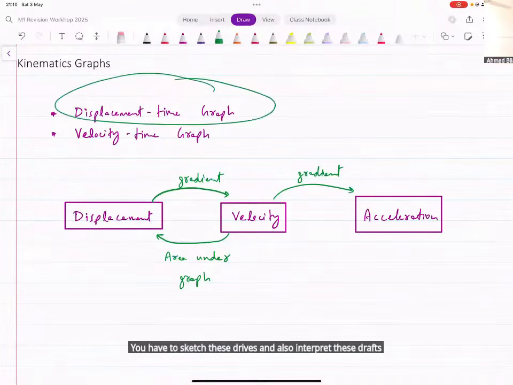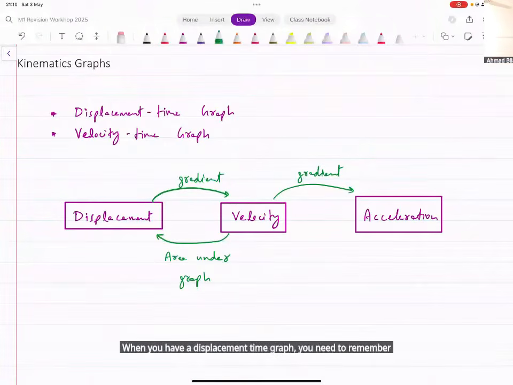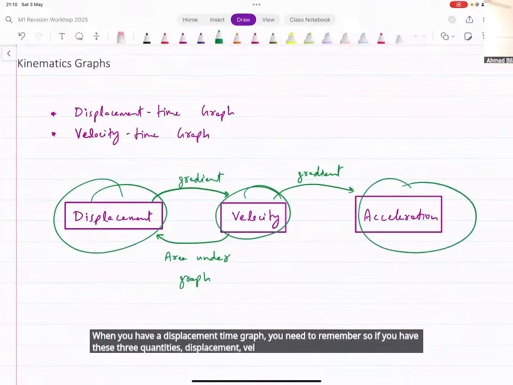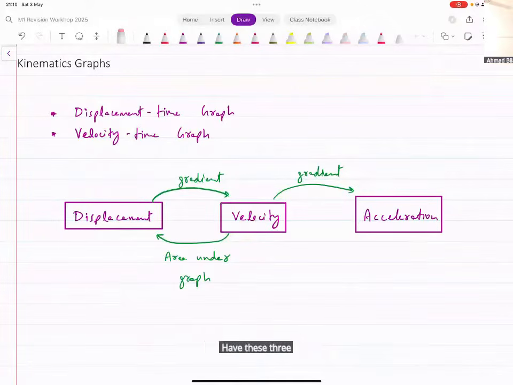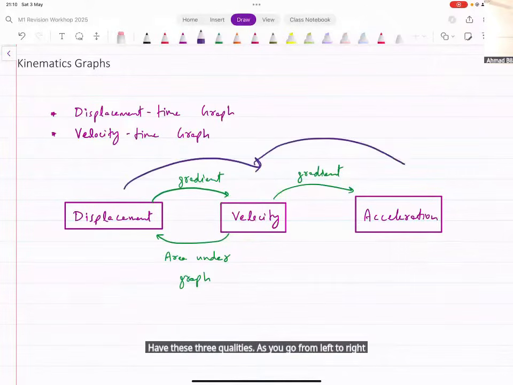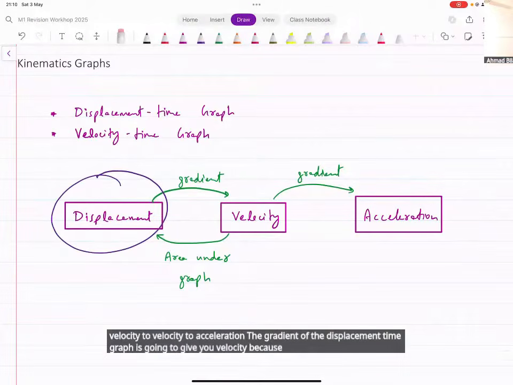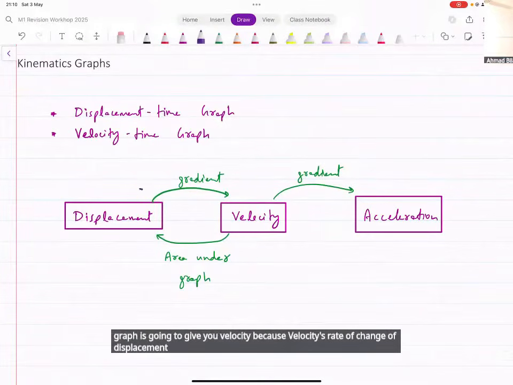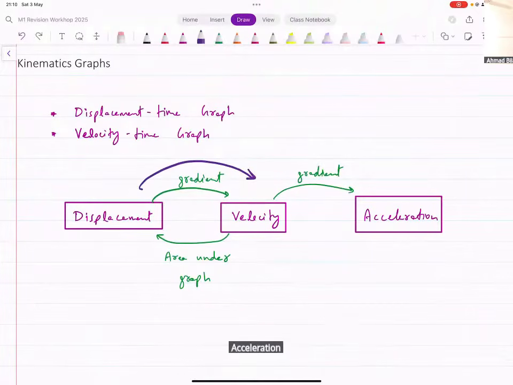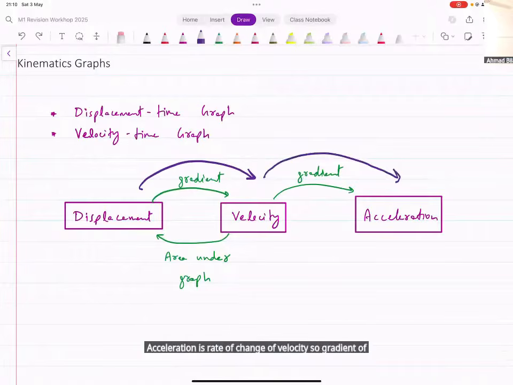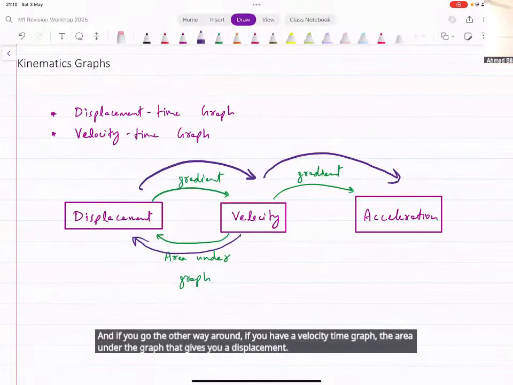When you have a displacement time graph, you need to remember, if you have these three quantities, displacement, velocity, and acceleration, as you go from left to right, from displacement to velocity to acceleration, the gradient of the displacement time graph is going to give you velocity, because velocity is rate of change of displacement. Gradient of displacement time graph gives you velocity. Acceleration is rate of change of velocity. So gradient of velocity time graph gives you acceleration. And if you go the other way around, if you have a velocity time graph, the area under the graph gives you displacement. These are three things that you need to remember.